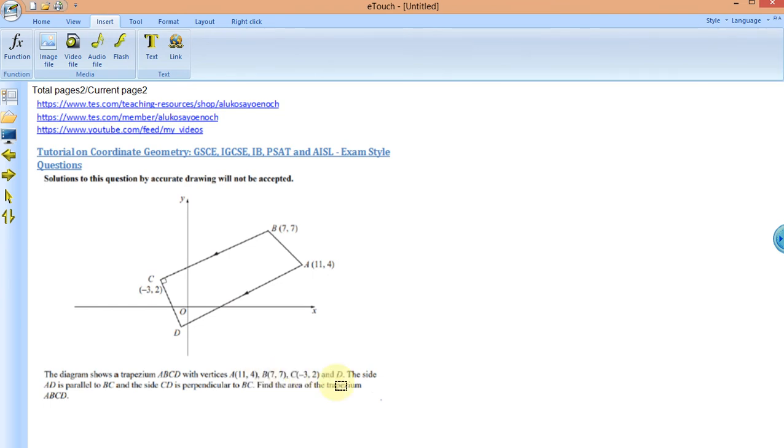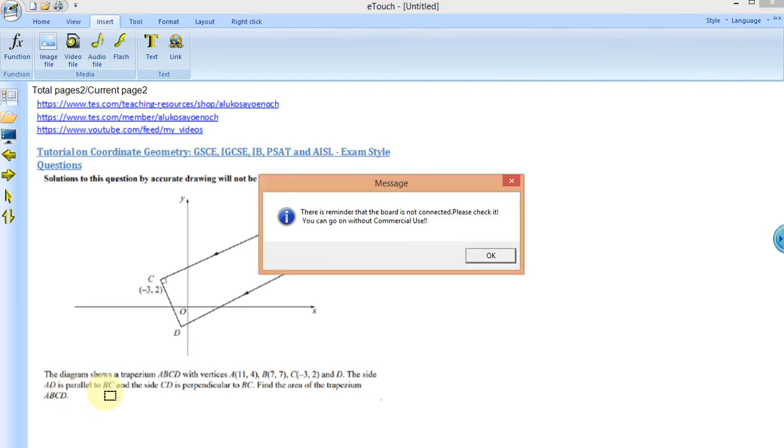Then secondly, we are told that AD is parallel to BC. So since AD is parallel to BC, we can go ahead with the coordinates of BC, because we can't do anything with AD since the coordinate of D is not given. So we can go ahead with the gradient of BC. Since they are parallel, the gradient of the two lines should be the same. So let's go with the gradient of BC now.